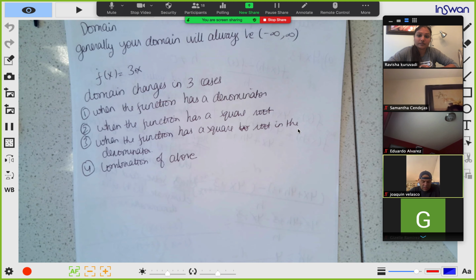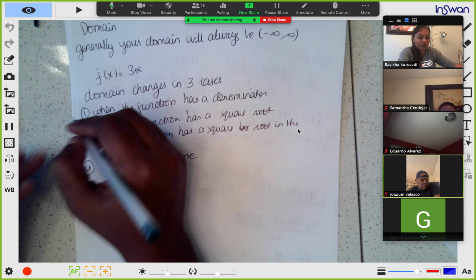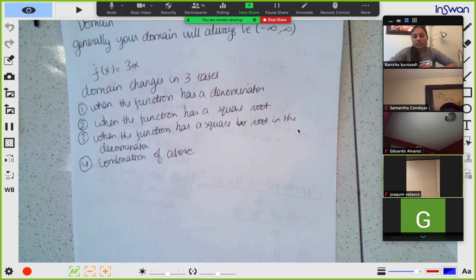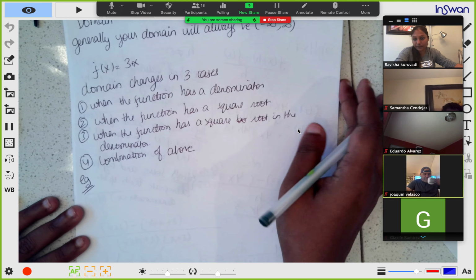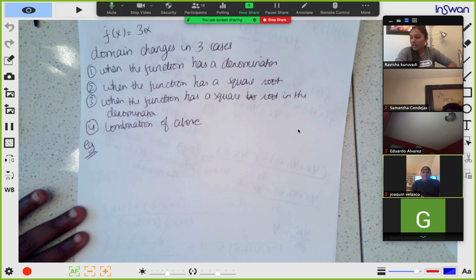Combination of above. So these are the 4 cases where my domain is going to change. Let's do an example. Let's see what happens when I have a denominator.